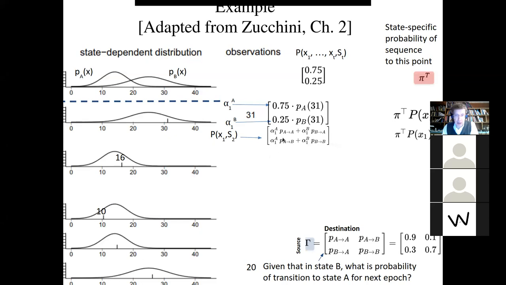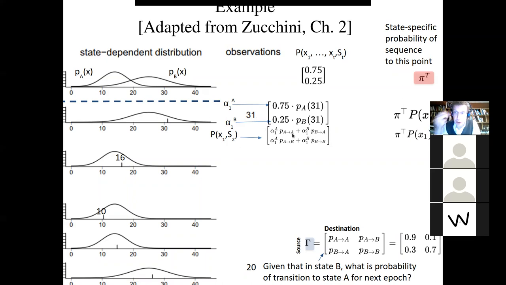And now we have to take into account the probability of transitioning first. Before we can consider that next observation 16, we may have transitioned. And how does that affect things? Well, look, we're going to emerge with a probability of being in each state. So state A and state B, that's what each of these rows are. This is the probability of being in state A and probability of being in state B. Okay, so how could we be in state A in the next time point?